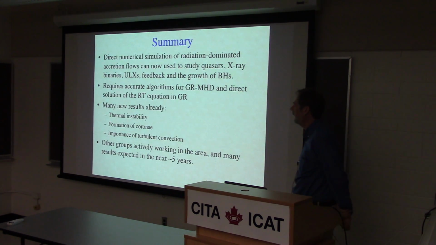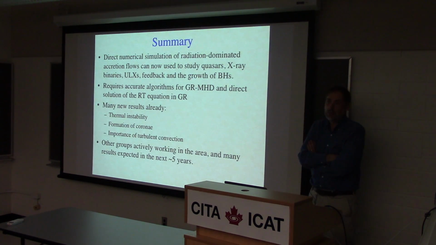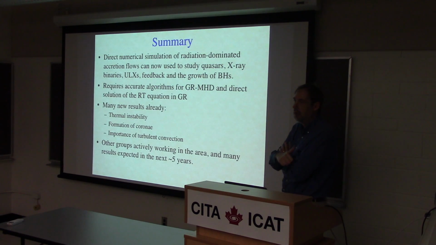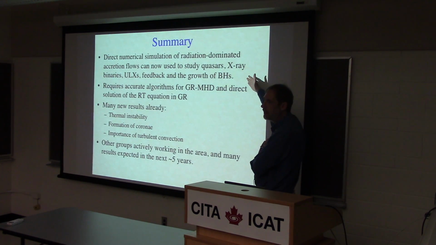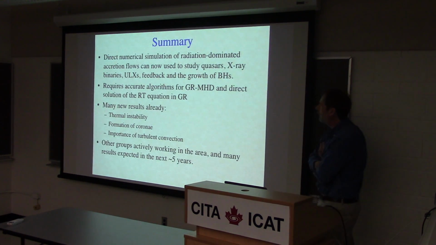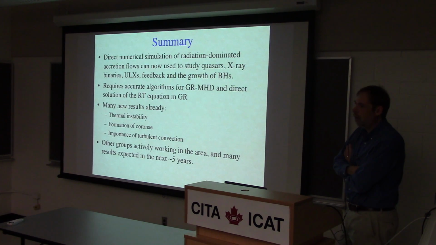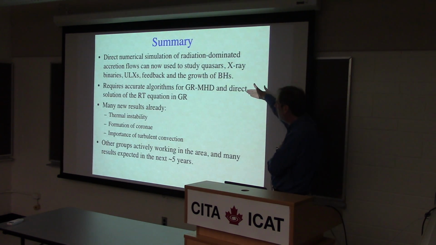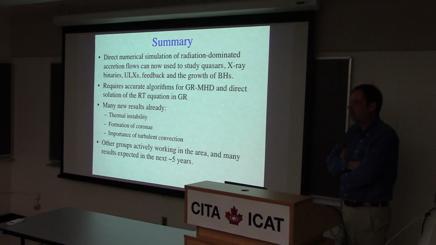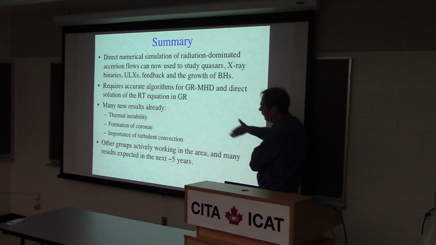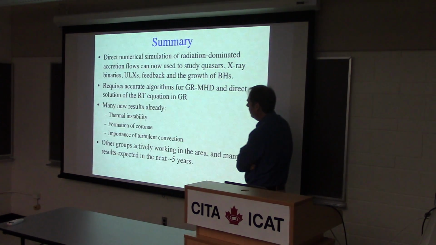I'll just summarize by saying we're now able to do direct ab initio simulations of black hole accretion flows, including a full ab initio treatment of radiation transport. There are many systems to which we can apply this: X-ray binaries, ultraluminous X-ray sources, and the growth of black holes in the early universe. It requires an extension of our existing MHD algorithms to do radiation transport, but we feel that has progressed a lot.